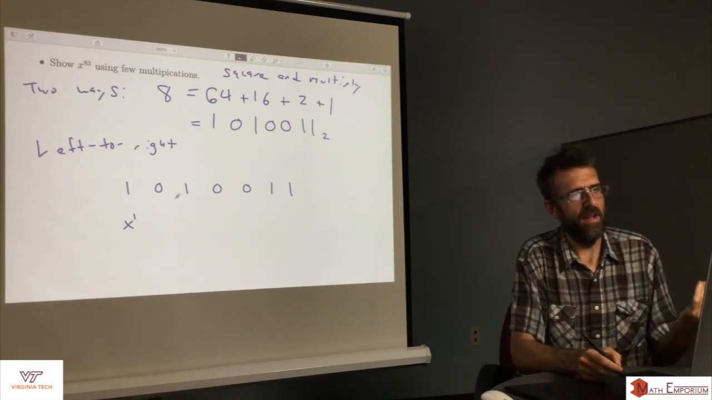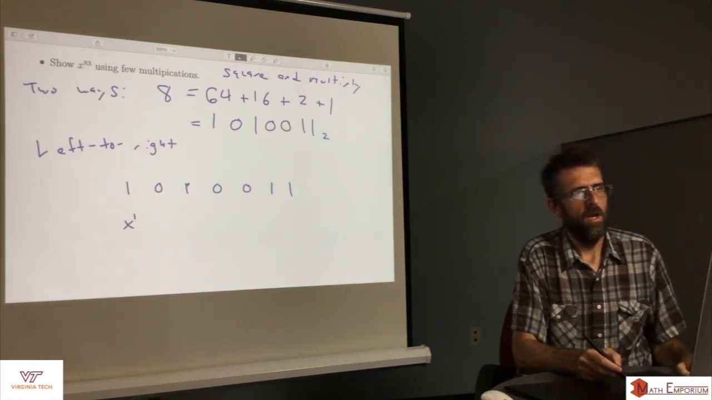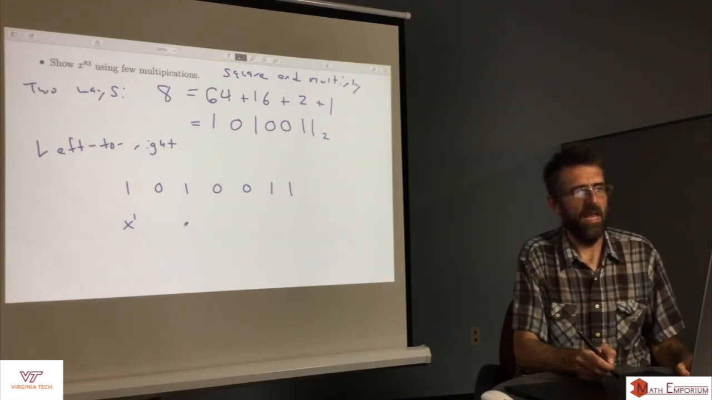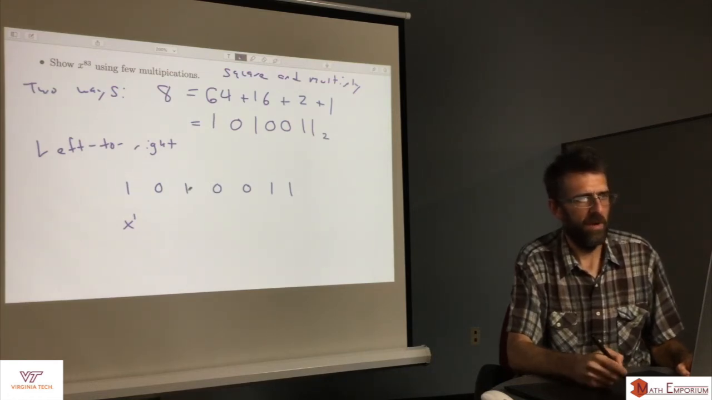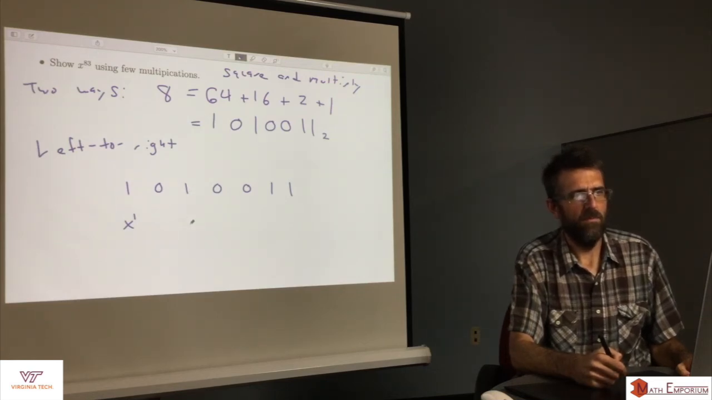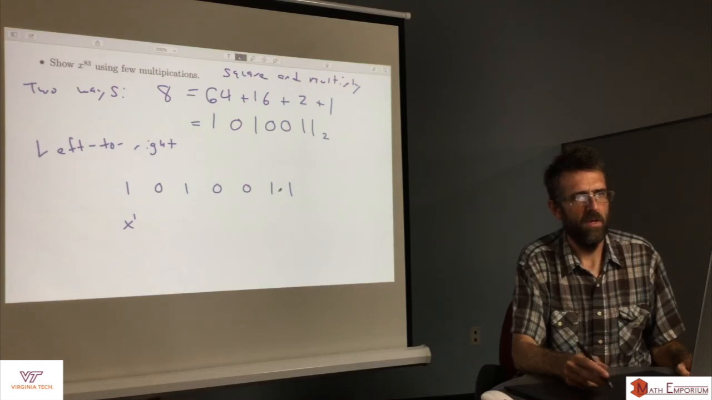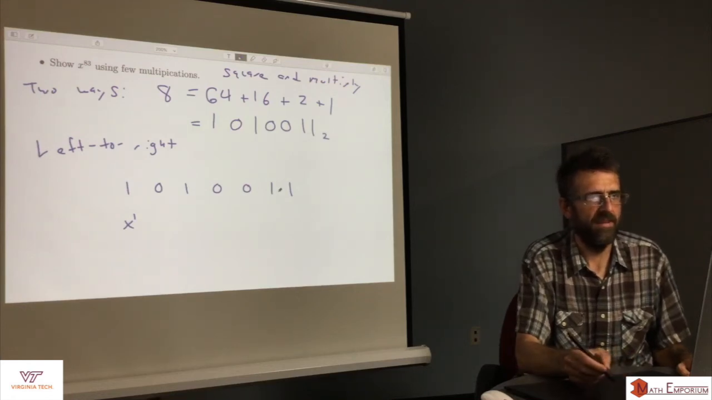On the other hand, anytime I see a 1 in a column, I'm going to multiply by x. That's picking up another increment in your exponent, and that increment is going to get squared the correct number of times. So when I get here, I'm going to multiply by x, and then that's going to get squared 4 times, and that's going to allow me to pick up x to the 16.